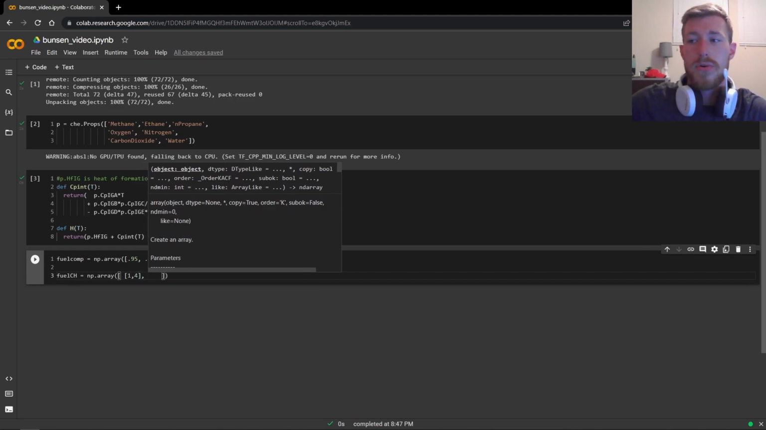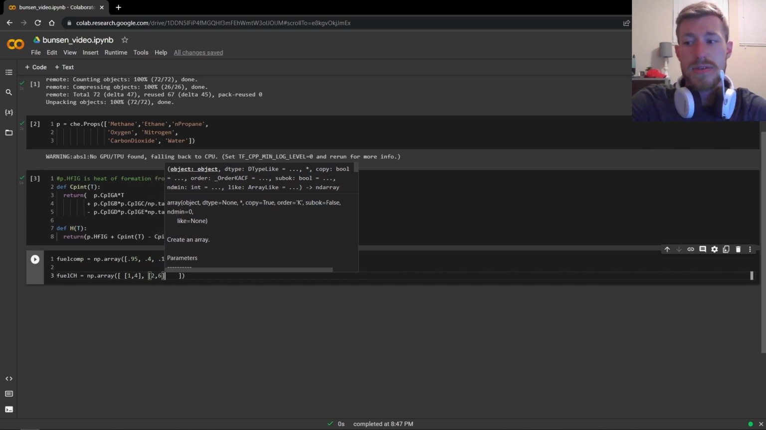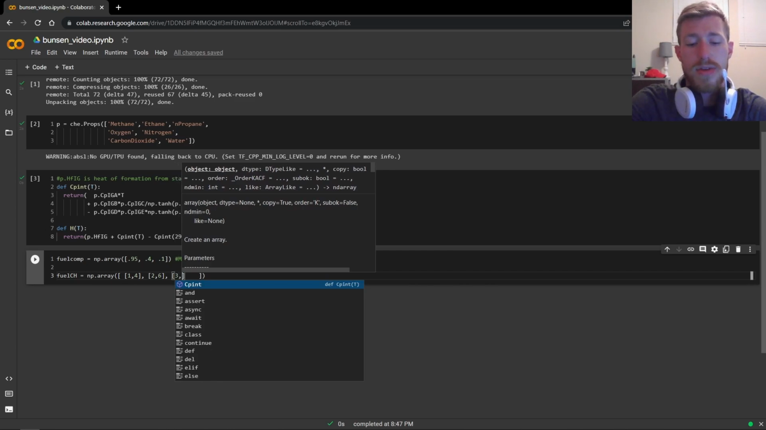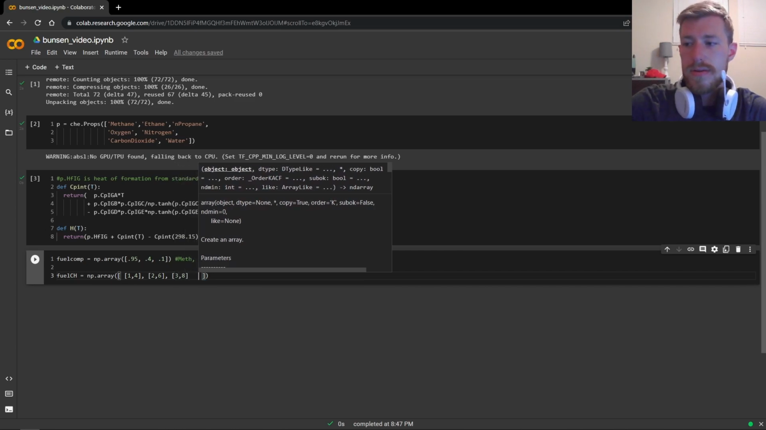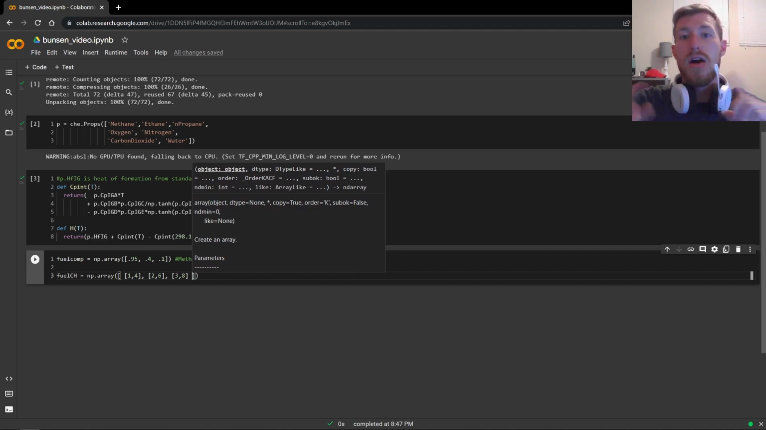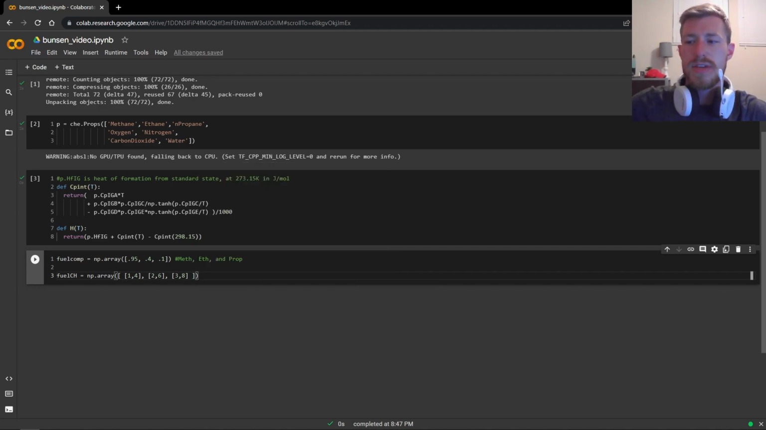The second value will correspond to ethane, so we're going to need another array that's going to be 2 and 6. And finally, our third array that describes propane is going to be 3 and 8. So we have a 2-dimensional array because it's an array of 1-dimensional arrays. If you notice, this has 1, 4, 2, 6, 3, 8. That describes the atomic composition in carbons and hydrogens of methane, ethane, and propane.